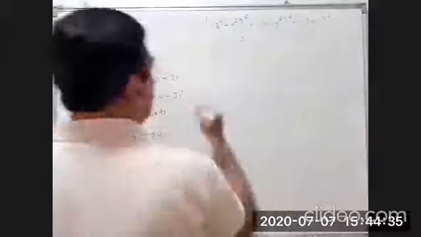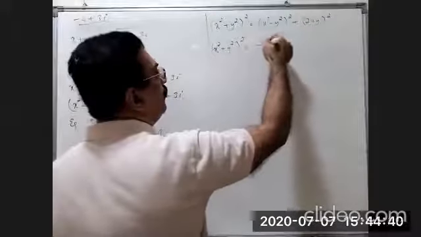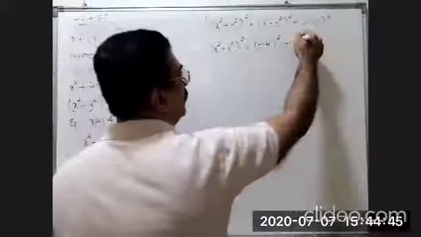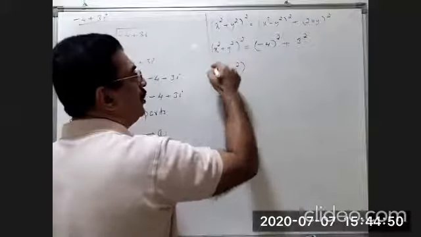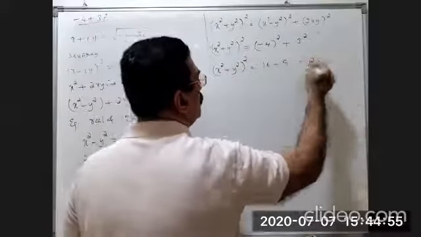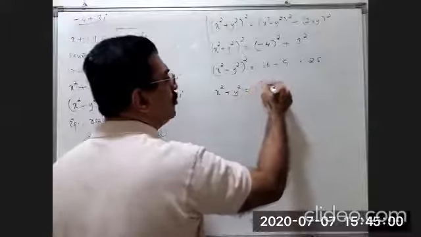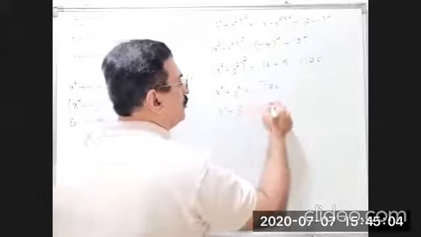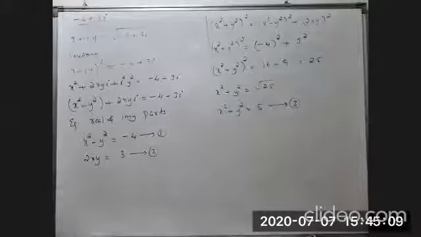Exactly the same thing. So this is x square minus y square is minus 4. So minus 4 square plus 2xy is 3, 3 square. X square plus y square, the whole square is 16 plus 9, 25. So x square plus y square will be root 25. X square plus y square is 5. Equation number 3. We got equation number 3.